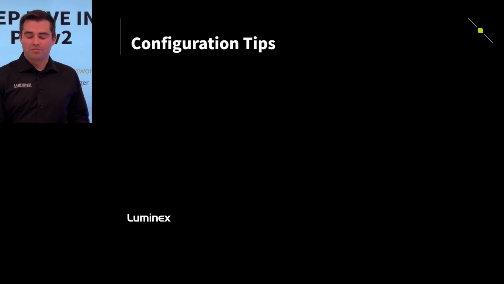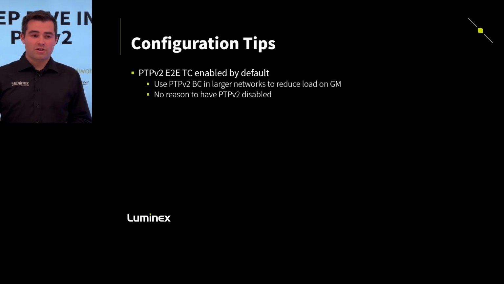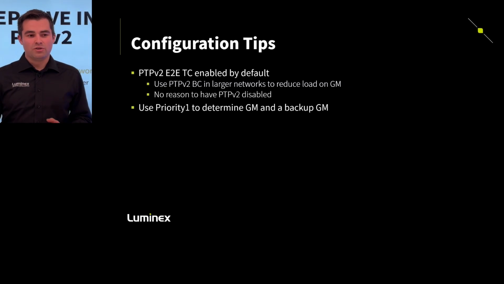So to wrap up, some tips. First of all, it's good to know PTPv2 end-to-end transparent clock mode is enabled on all groups by default on the gigacore. You can use boundary clock in larger networks to reduce the load on the grandmaster, but there is not really a reason to completely disable PTPv2, since it's only affecting PTPv2 packets. So even if you're not using PTPv2, you can still leave it enabled. You can use the priority 1 value to determine who will become the grandmaster, and it's always a good idea to also have a secondary grandmaster in case something happens to the first one.